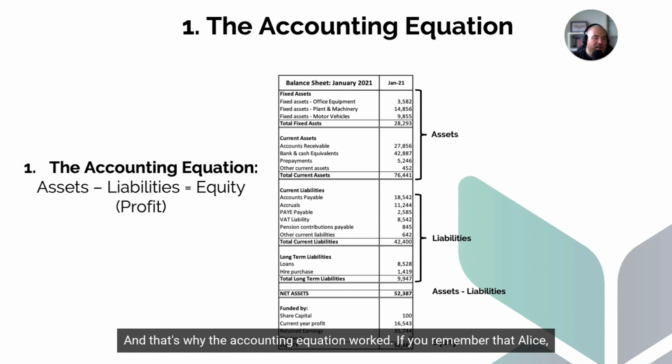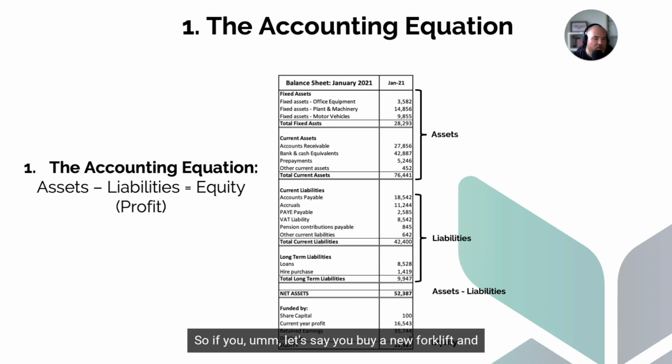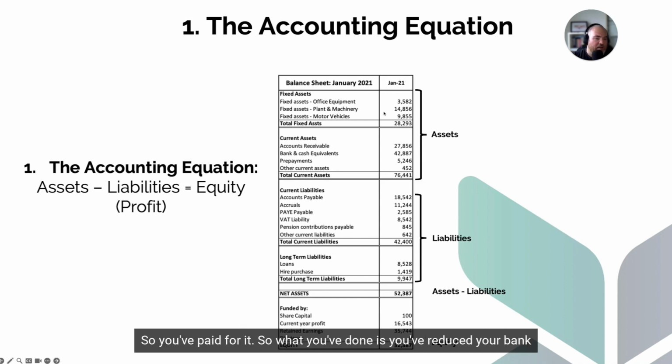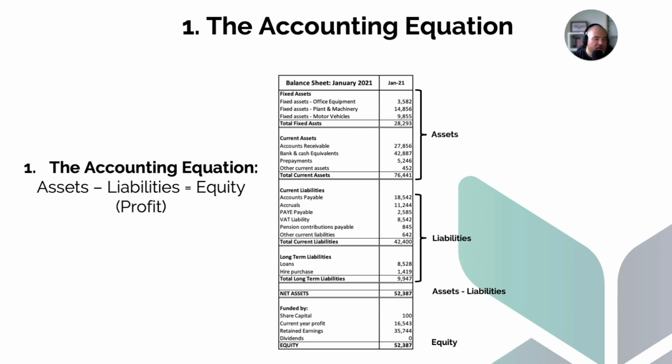If you remember the Alice mnemonic we looked at earlier, let's say you've bought a new asset. Say you buy a new forklift, and that goes in here, and it's worth £20,000. So you've paid for it. What you've done is reduced your bank balance by 20,000, and increased your plant and machinery by 20,000. That's gone up 20 grand, that's gone down 20 grand. The net impact on your net assets is zero, because you've increased one and reduced the other.